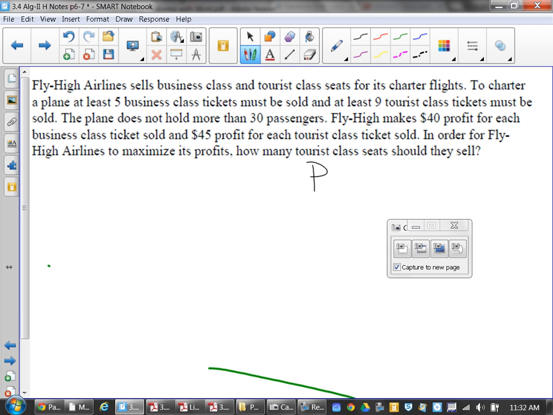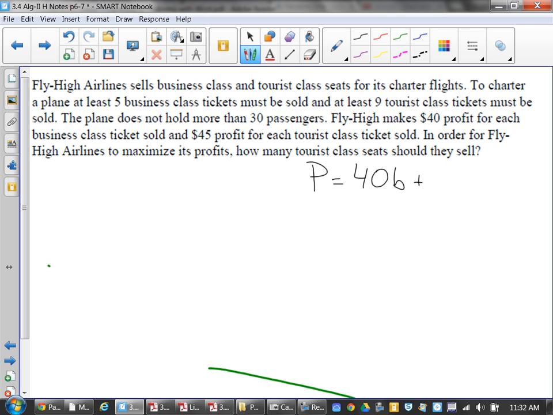I know that I'm looking to maximize my profit. Profit takes place within 2 types of tickets, a business and a tourist class ticket. So how much money do I make on a business class ticket? 40. What letter do you think I'm going to use to show business? B. And what letter to show tourist? T. And 45. My profit is developed by that simple function, which means I'm going to bound my problem and substitute my ordered pairs to maximize it.